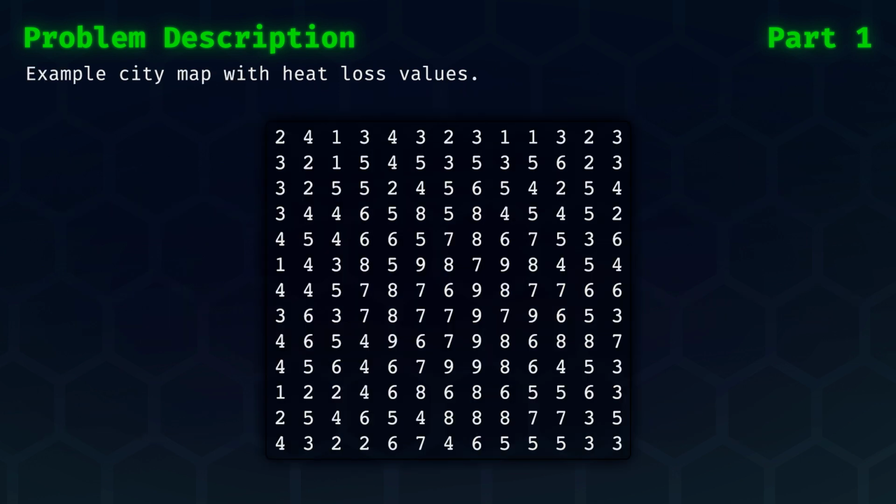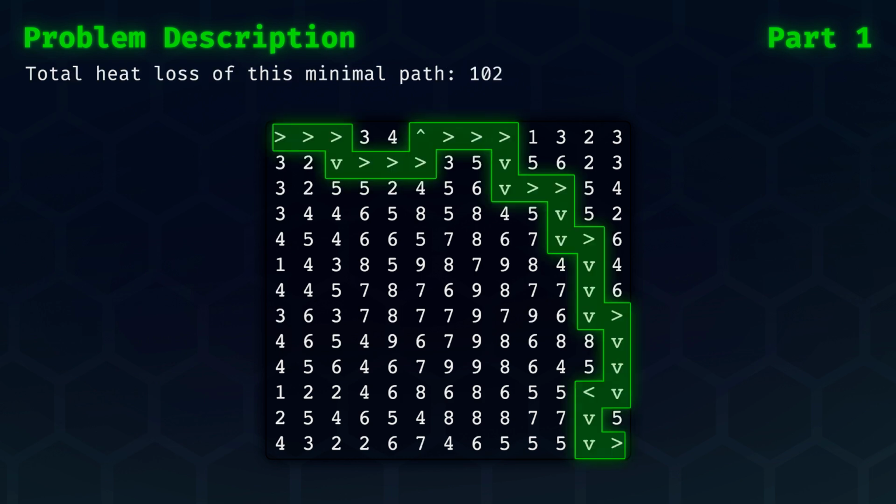Here is an example city map where we will start in the top left corner. Note that the heat from the first city block does not count towards our heat loss, unless we visit that corner again at a later stage in our path. This path then is one of possibly multiple minimal paths, where the heat loss is minimized. The total heat loss is 102. Do you see how we never travel in a straight line for more than 3 steps? Let's jump into today's solution.